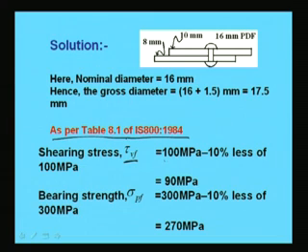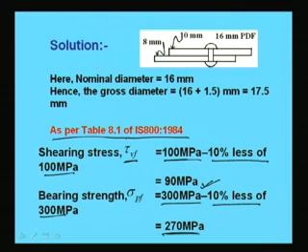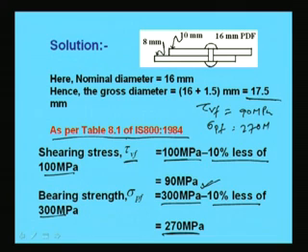will become 100 MPa minus 10% less of 100 MPa. That means, for this type of rivet, this will become 90 MPa as per the Codal provision, and similarly bearing strength will become 300 MPa minus 10% less of that, that means 270 MPa, right. So, we are getting gross diameter as 17.5 mm and tau Vf we are getting as 90 MPa and sigma Pf we are getting 270 MPa. This is because power driven field rivets have been used.